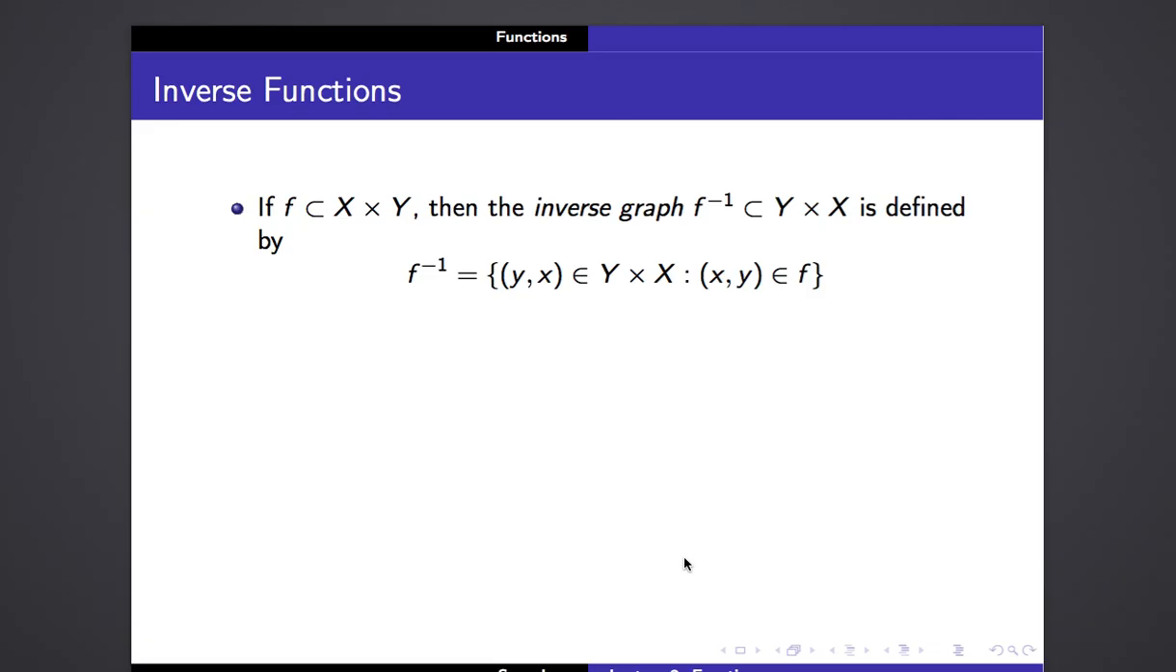Since functions are important for us, what we are interested in is when the inverse graph becomes a function.